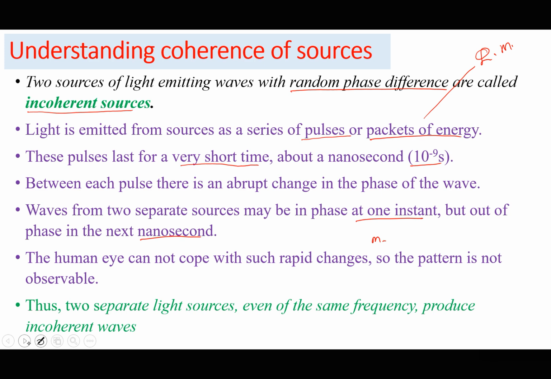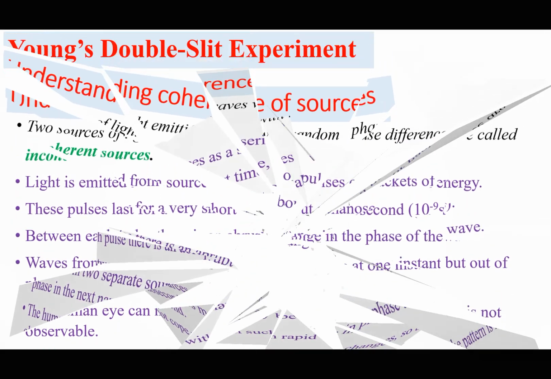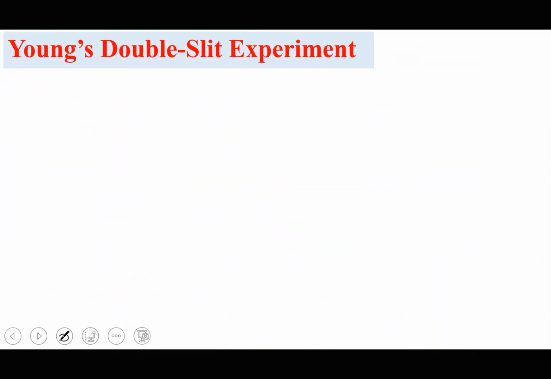Now, this could easily be solved by what Young did, which we shall call the method of division of wavefronts. So how do I produce coherent sources of light if two bulbs, even if connected to the same power supply, cannot produce coherent sources for me to generate interference patterns? Young solved this around 1801. Thomas Young was able to solve this problem using the method we are going to discuss here, called the method of division of wavefronts.